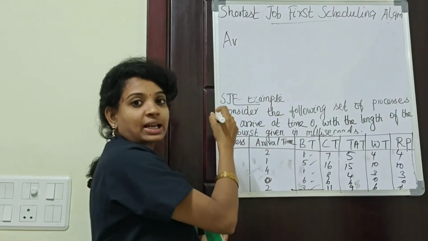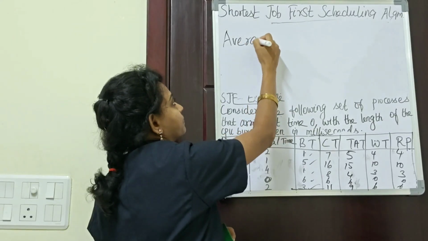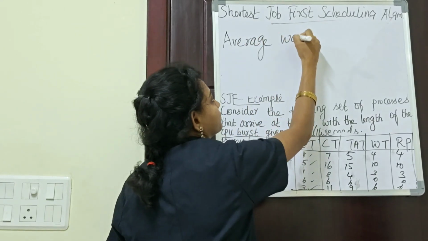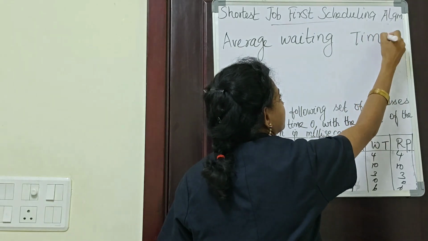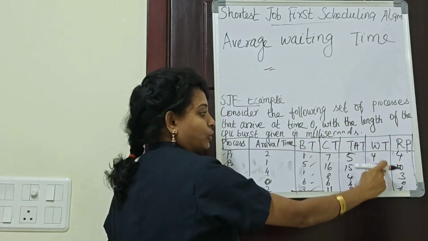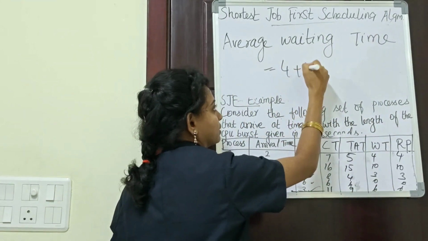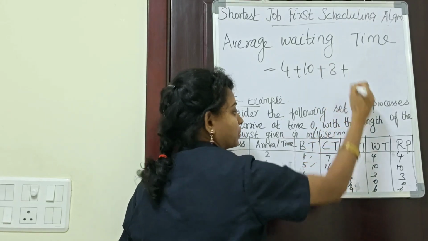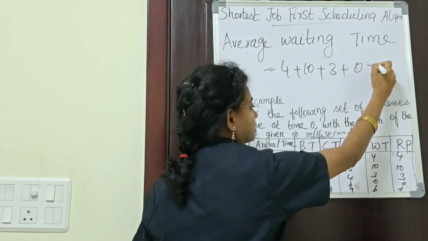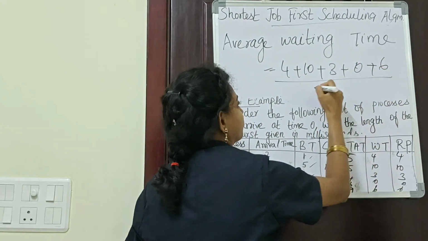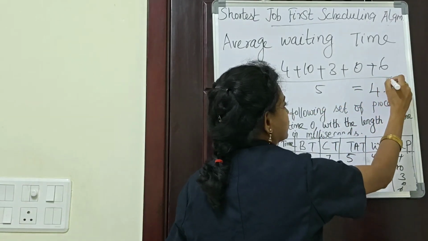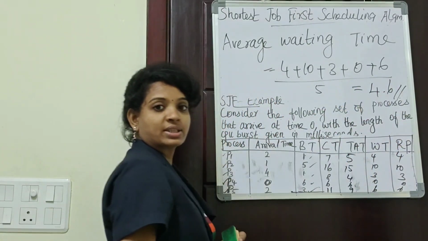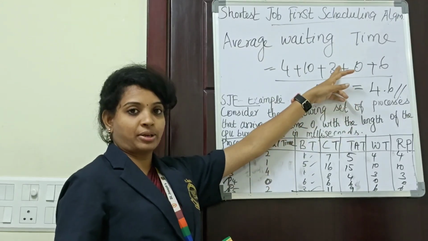So first we will calculate the average waiting time. 4 plus 10 plus 3 plus 0 plus 6, divided by 5, equals 4.6. So this is the average waiting time.